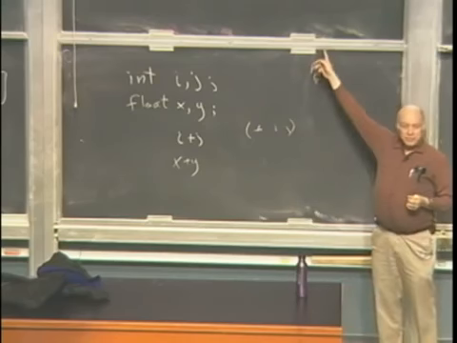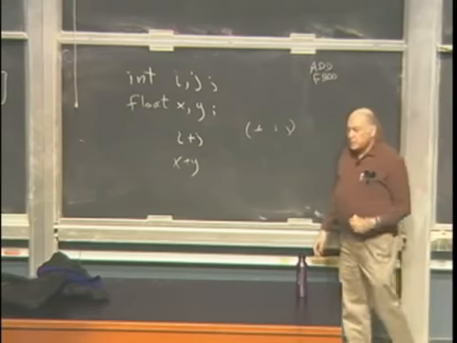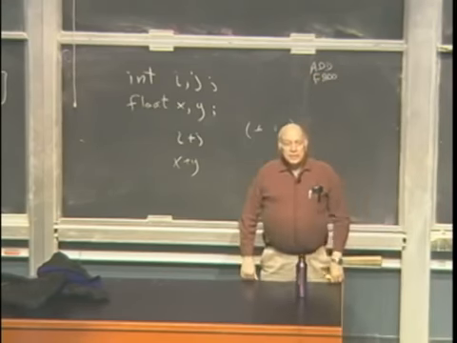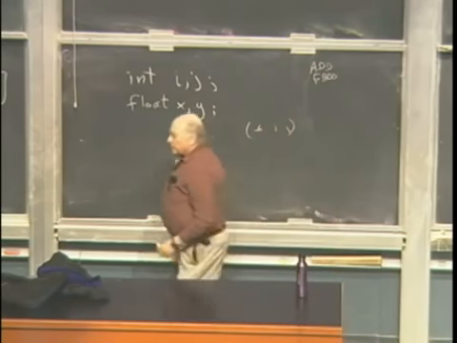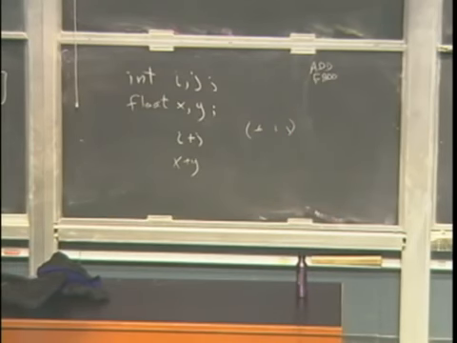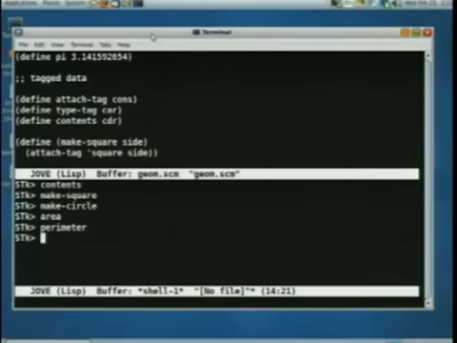And we get an advantage. The advantage we get is this. It's really easy to do heterogeneous data. Okay? So I can come over here, and I can make a list that contains an integer and a non-integer.